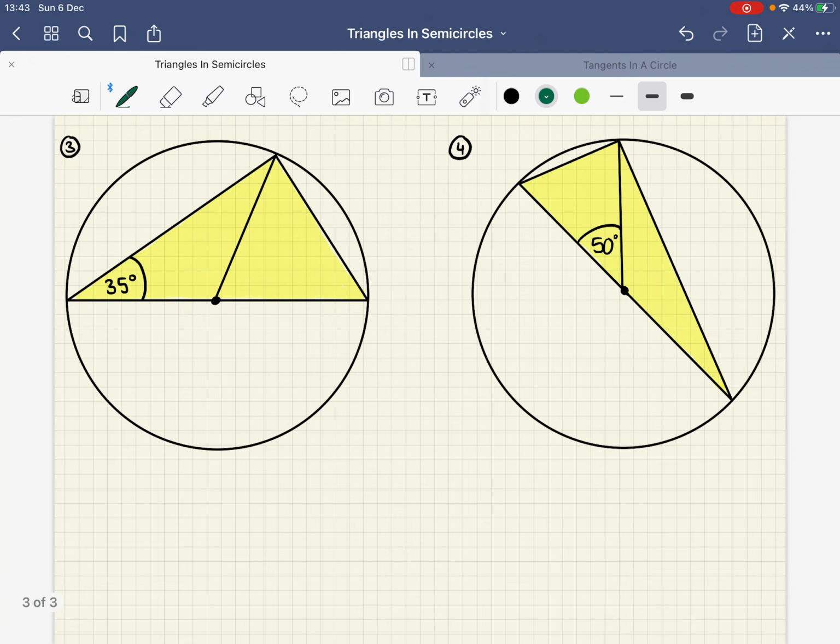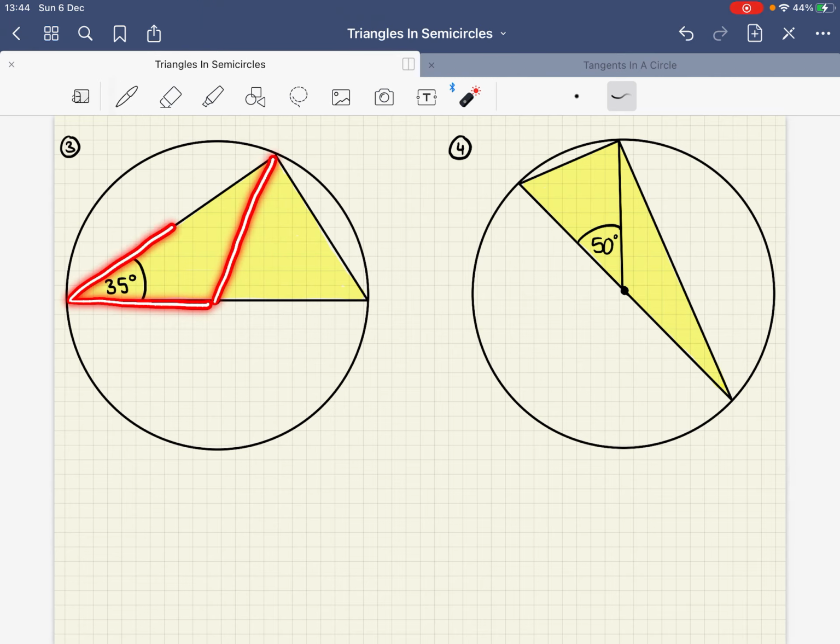All right, two more examples. So this time, this is actually going to combine our previous video knowledge. So the key thing here is that I've got my center point marked, and I've got my radius line coming off, which means I've got an isosceles triangle here. And then I've got another isosceles triangle here. So that's making my two isosceles triangles.